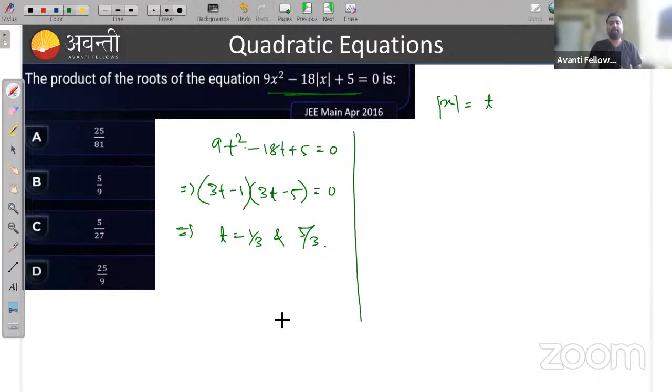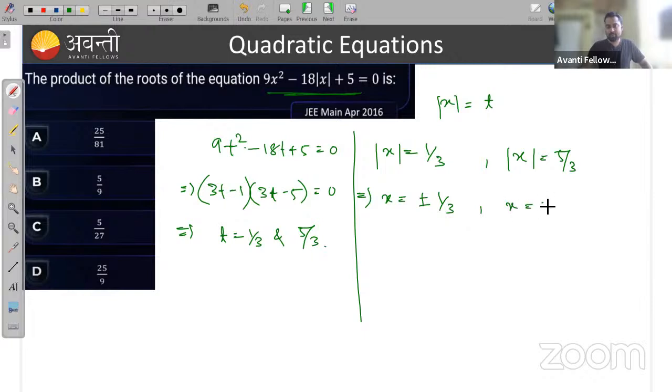So you need to find the product of roots of this equation. So mod x is equal to 1 by 3, and mod x is equal to 5 by 3. If I open the modulus, then x is equal to plus or minus 1 by 3 and x is equal to plus or minus 5 by 3. So here you are getting 4 roots, right? It is asking to find the product of all the roots of this equation.